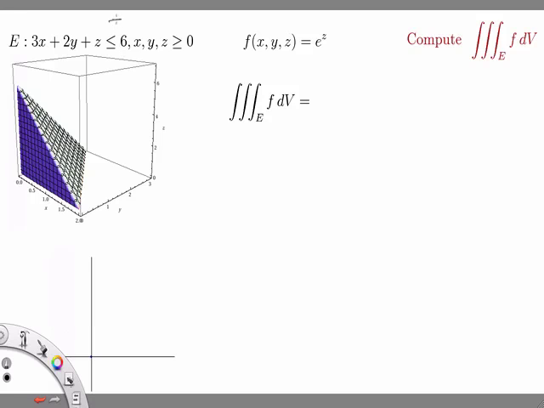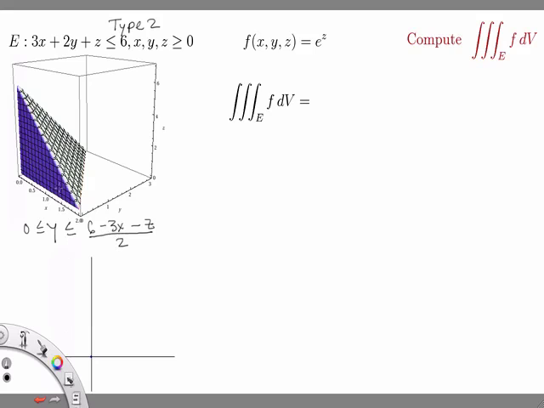But I can also think about it as a type 2 region, and that's what we want to do in this example. So in terms of the y direction, at this axis right here, we can see it's bounded below by y equals 0. And it's bounded above, again, by this plane, which I can think of as y as a function of x and z. So what function is that? Well, if I solve for y in the equation 3x plus 2y plus z equals 6, I get 6 minus 3x minus z all divided by 2. So that's the upper bound surface in the y direction.